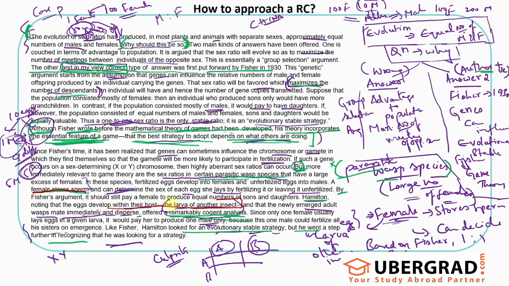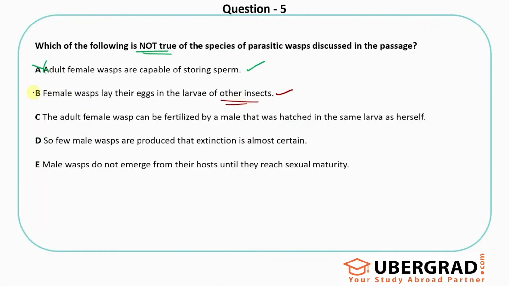Noting that eggs will develop in some other host, that's the larva of another insect. So that's simply again a false option because that's a true statement. The adult female wasp can be fertilized by a male that was hatched in the same larva as herself. This is also a correct statement. That is the wrong option.